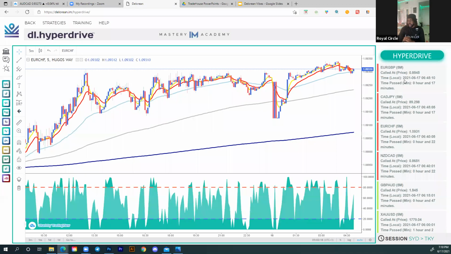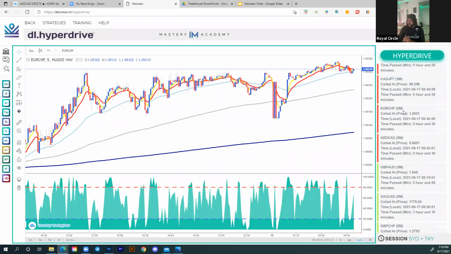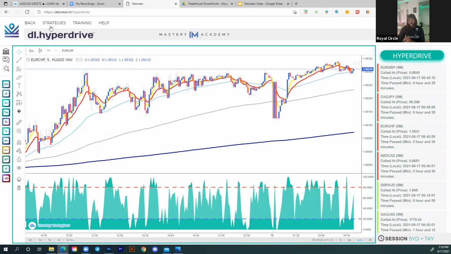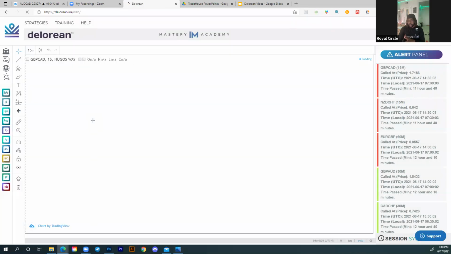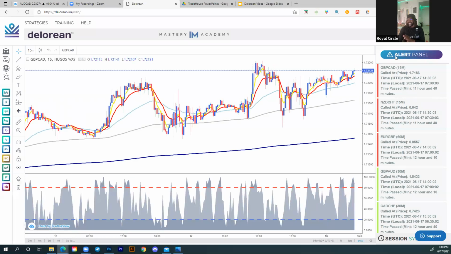So, example. This is what Delorean looks like. When you first log into Delorean, this is what you will see. On the right-hand side is the alert panel. This will let you know when a new Delorean play is called out. What this means is it's already found the answers to questions 1 and 2 for you. So whenever you get an alert, you already know the first 2 questions are answered. You just need to answer the last 2.